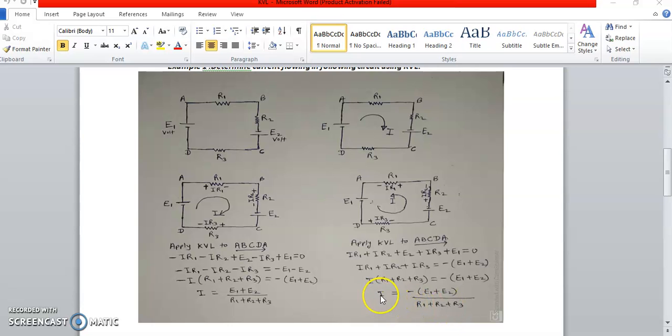Simplifying this we will get current I is equal to minus of E1 plus E2 divided by R1 plus R2 plus R3. See, the current in the first case is I equals E1 plus E2 divided by R1 plus R2 plus R3. In this case the current is minus of E1 plus E2 divided by R1 plus R2 plus R3. In both cases the magnitude of current is the same, only there is a change in sign. This is because in this case we have assumed anti-clockwise direction of current, and minus I in the anti-clockwise direction is the same as plus I current in the clockwise direction.